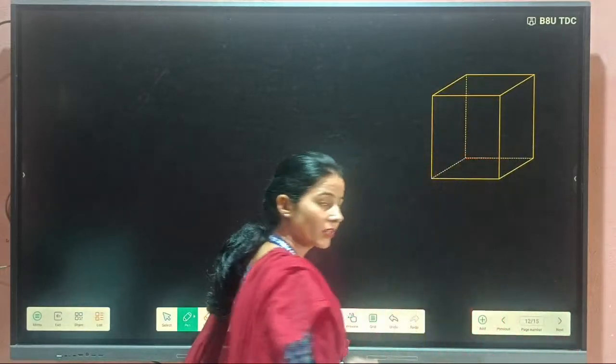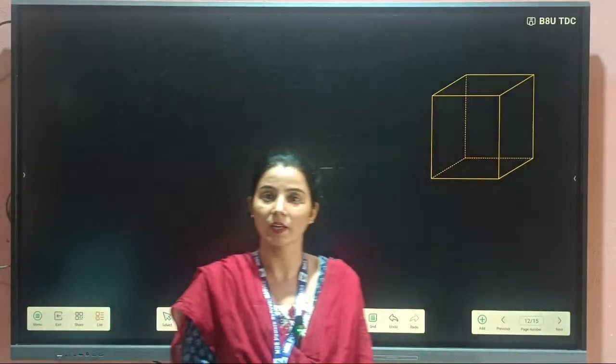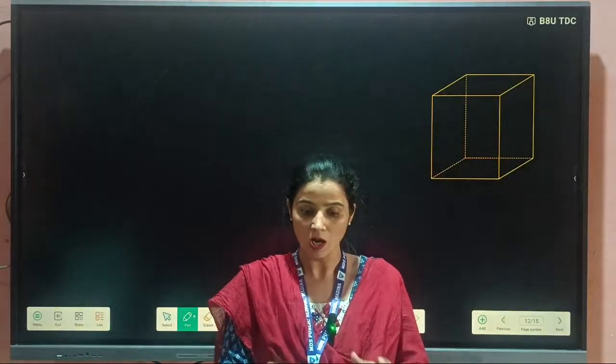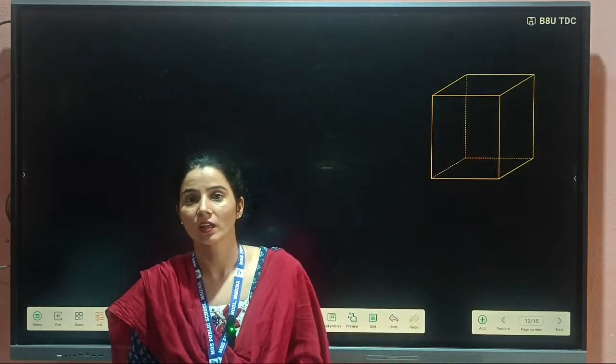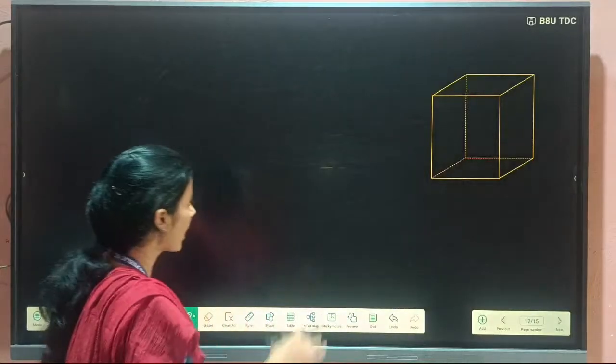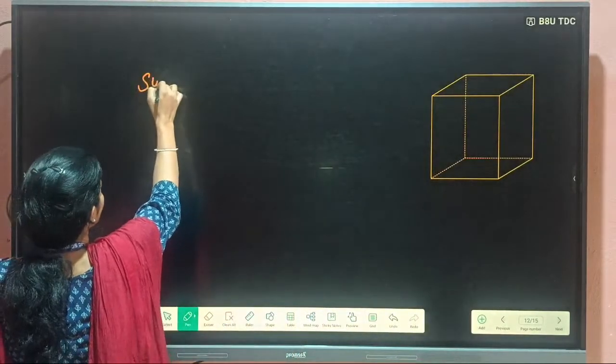Okay, now it's a surface area we have to find out. Surface area, and then it's a volume. Volume is how much capacity it can hold, the capacity of holding something. That is volume. I want to find out surface area.